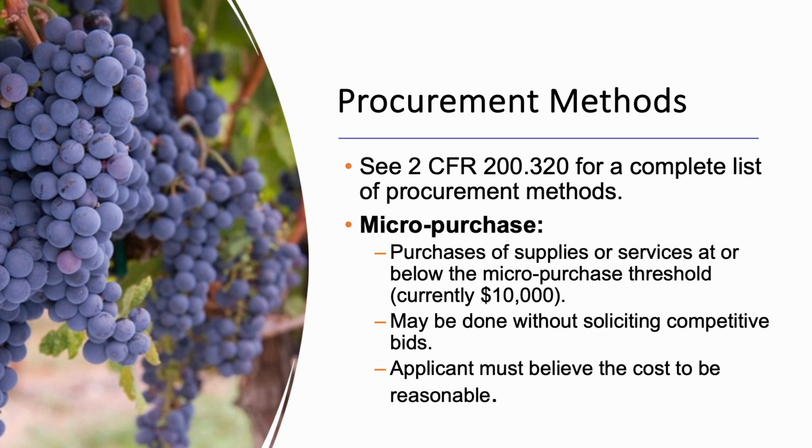When selecting a contractor, applicants must use one of the procurement methods outlined in the complete list found in 2 CFR 200, Section 320. The next few slides will highlight the more common procurement methods. The first procurement example is micro-purchase, which is defined as an acquisition of supplies or services at or below the $10,000 micro-purchase threshold.